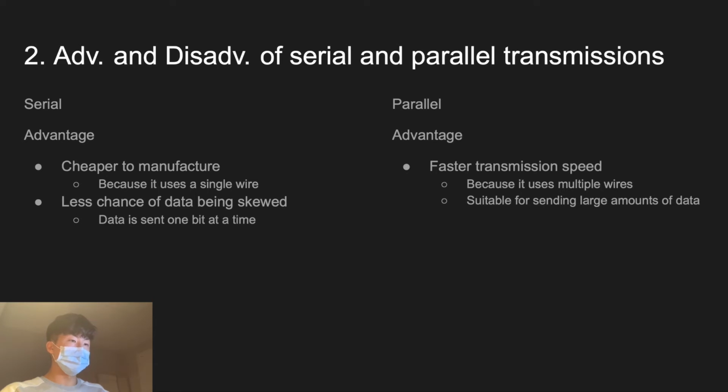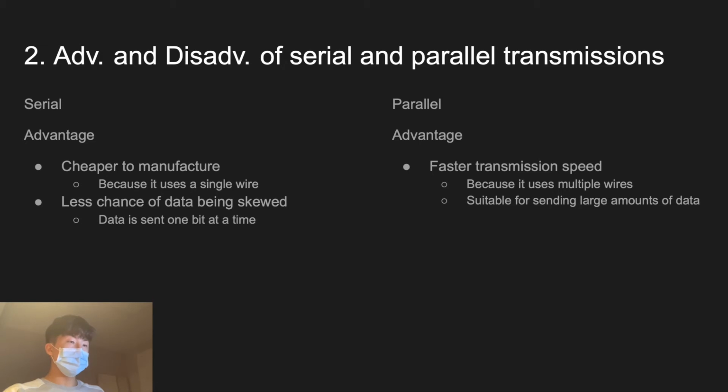Second key questions are the advantages and disadvantages of serial and parallel transmission. According to the syllabus, you only have to know the pros and cons of these two types of transmissions. So, for advantages of serial transmission, it uses a single wire, so it is cheaper to manufacture. Also, there is less chance of data being skewed because data is sent 1 bit at a time. On the other hand, parallel transmission has an advantage of faster transmission speed because it uses multiple wires.